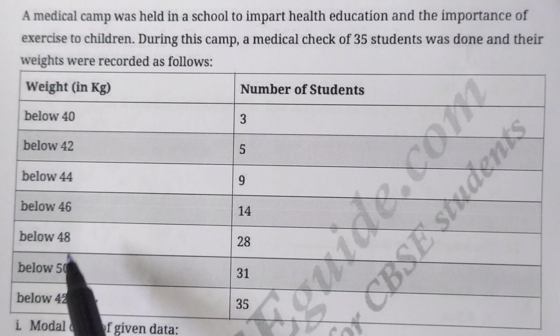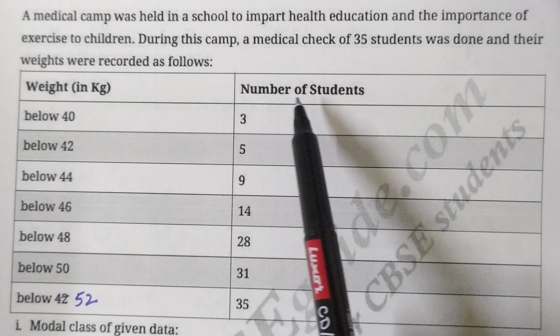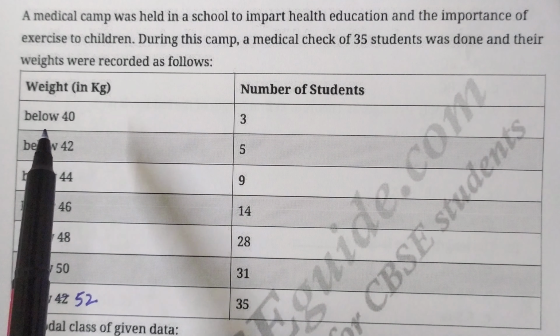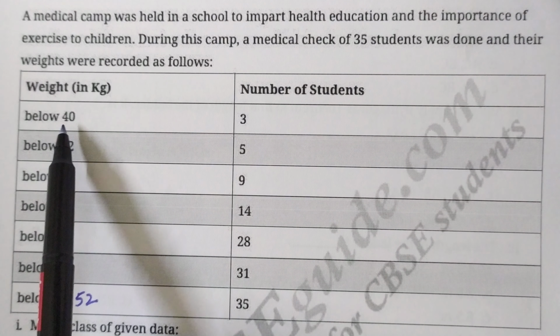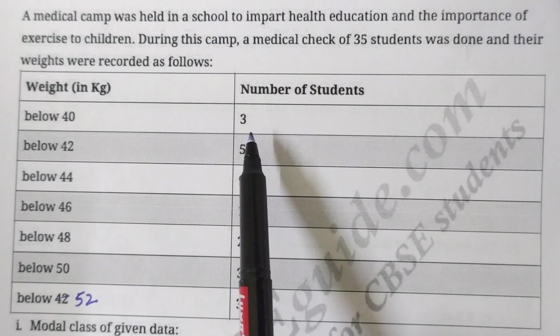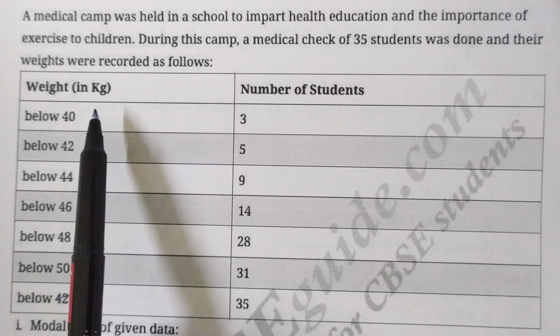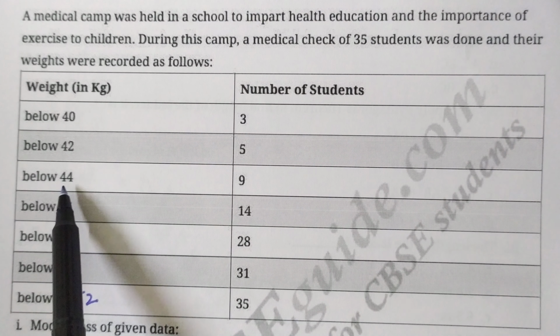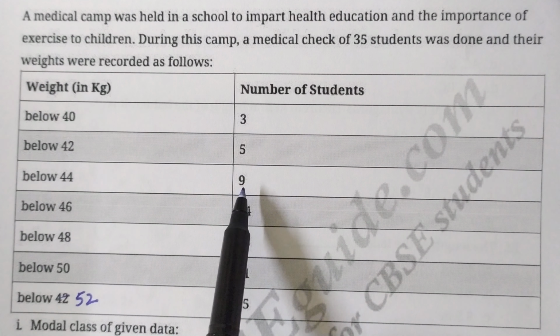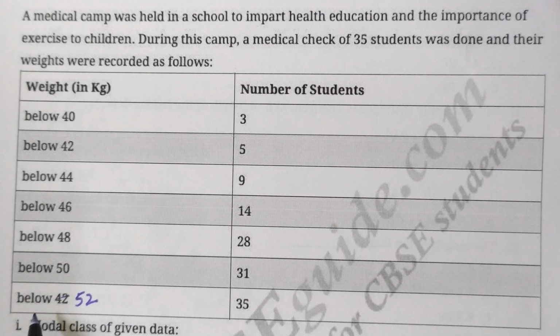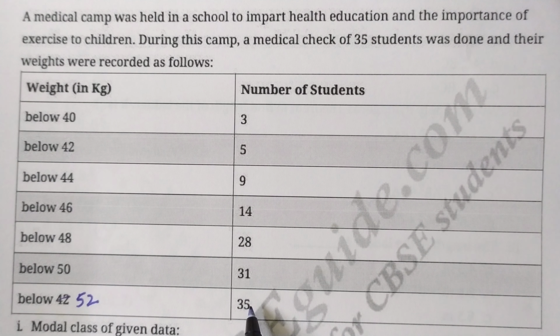So here in this column weights were given, and here number of students are given. First of all, below 40 kilogram weight 3 students were there. Below 42 kilogram weight 5 students were there. Below 44 kilogram weight 9 students were there, and so on. And at last below 52 kilogram weight there were 35 students.